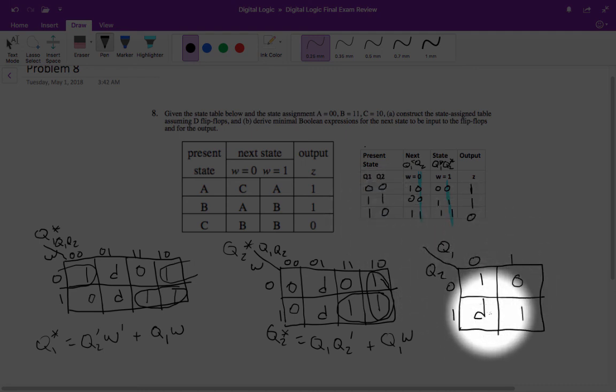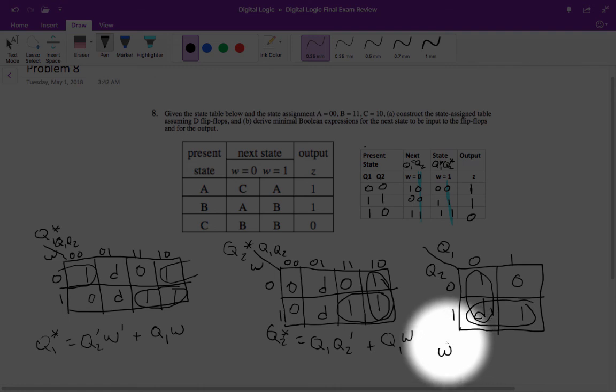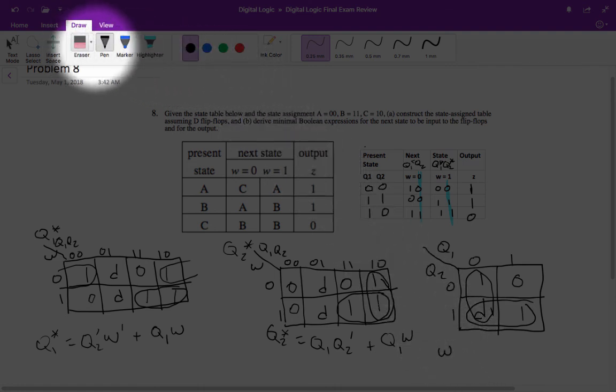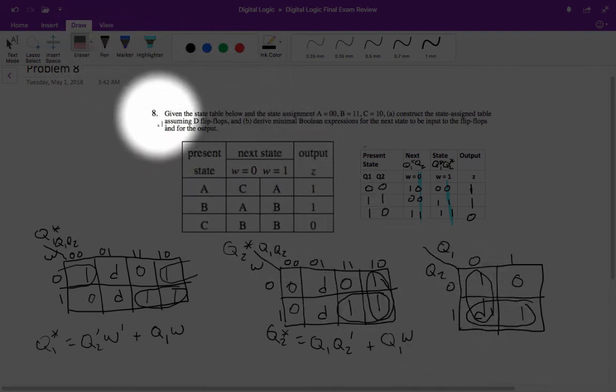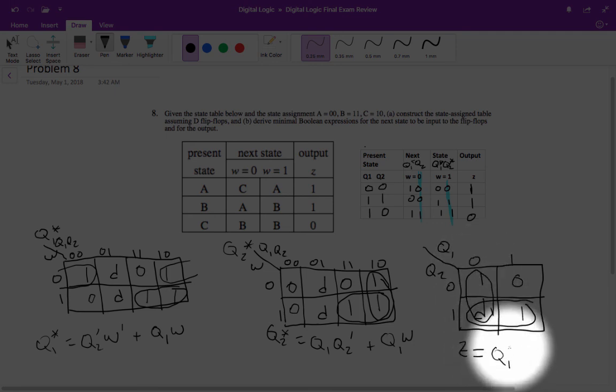So now a cover for this will be those. And so Z equals, in this column Q1 is 0, so that's Q1 prime. And in this row Q2 is 1, so that's plus Q2. So the output Z equals Q1 prime plus Q2.